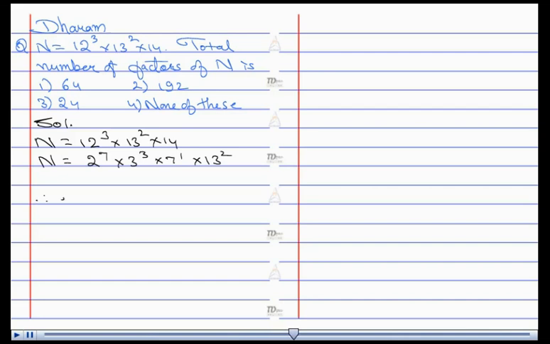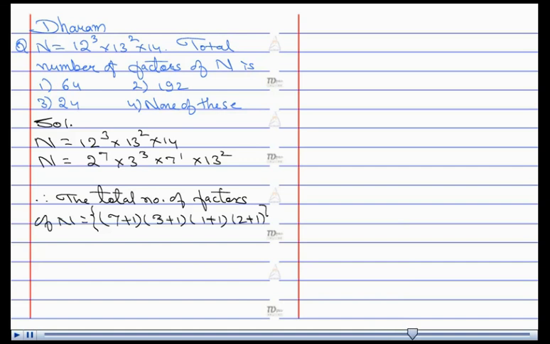Therefore, the total number of factors of n would be the continuous product of (7 plus 1) into (3 plus 1) into (1 plus 1) into (2 plus 1), that is equal to 192.